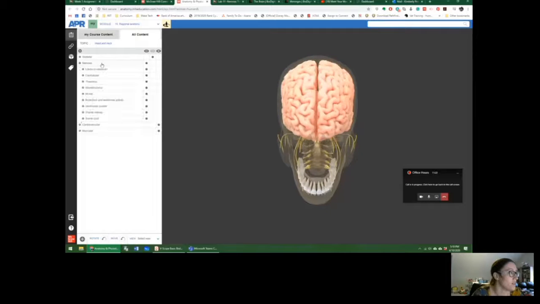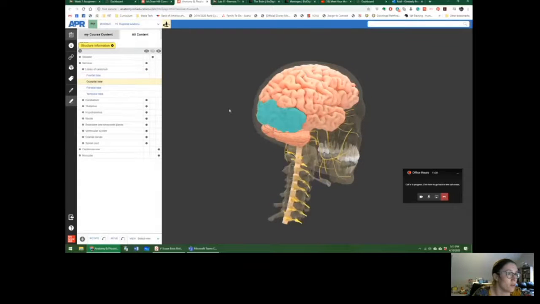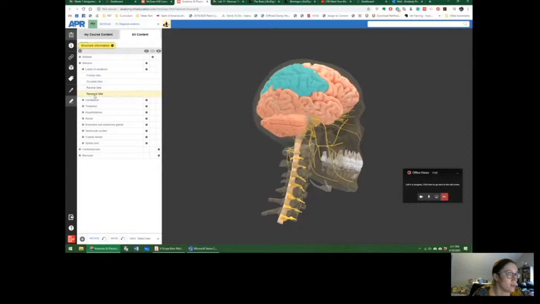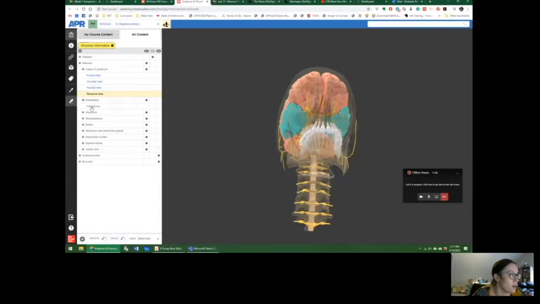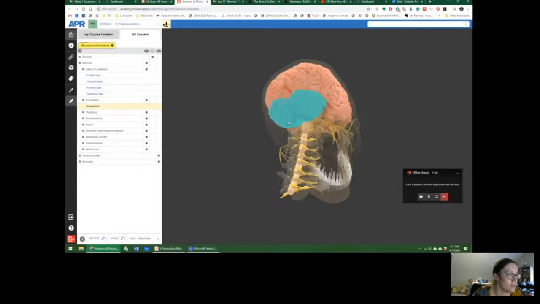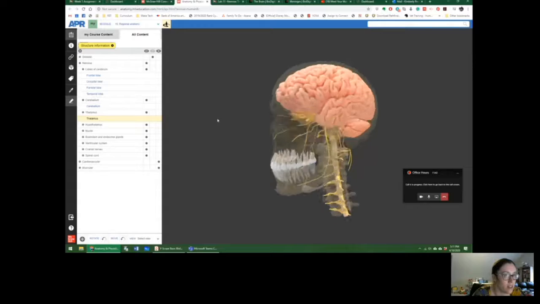And if you open up the nervous system here, we can talk about the lobes of the cerebrum. So we can find the frontal lobe, move it around, the occipital lobe, move it around, parietal, temporal. So that's really neat, I think. You can see a lot right there. The cerebellum, we can see the thalamus. We can't really see the thalamus very well.